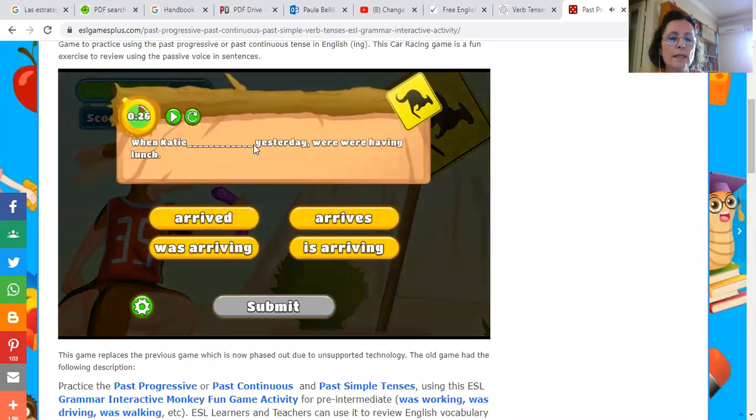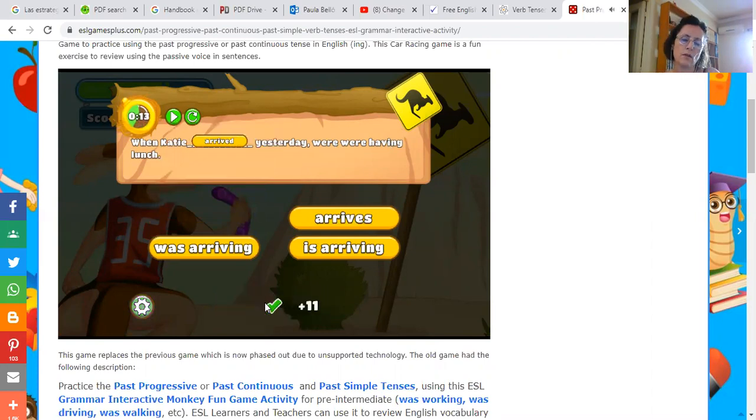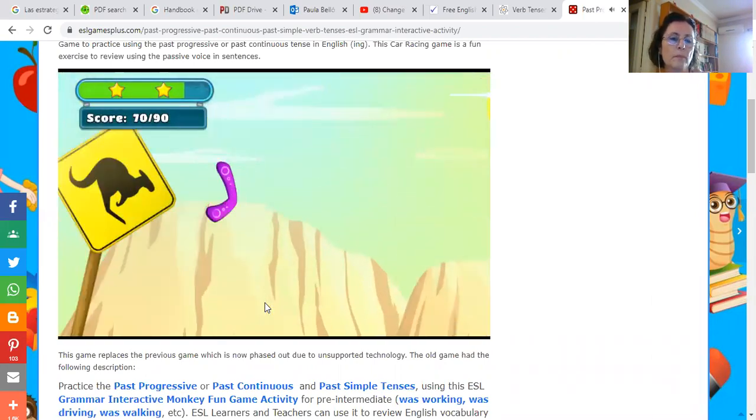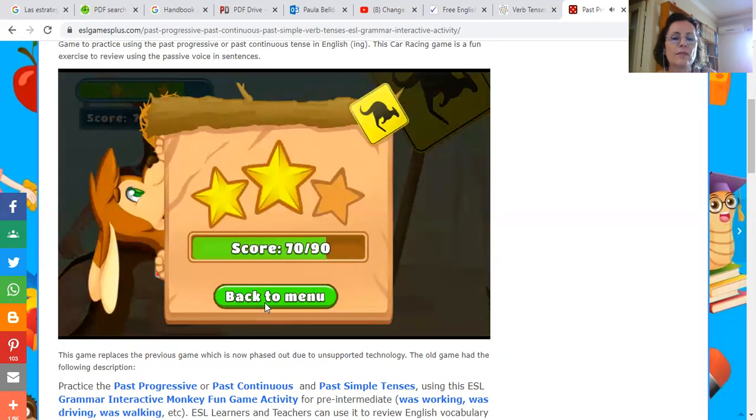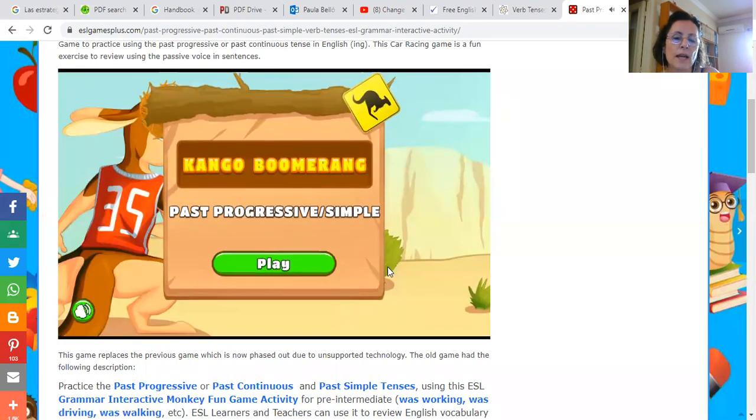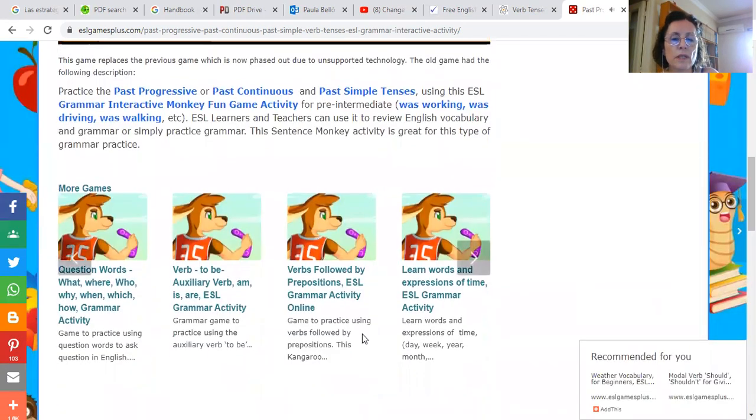When Katie, yesterday we were having lunch. So this is the progress. We were having lunch when Katie arrived. Yes, awesome. Okay. All right. And then you can have other verbs, I am, is, are, so different games that you can play and continue practicing.